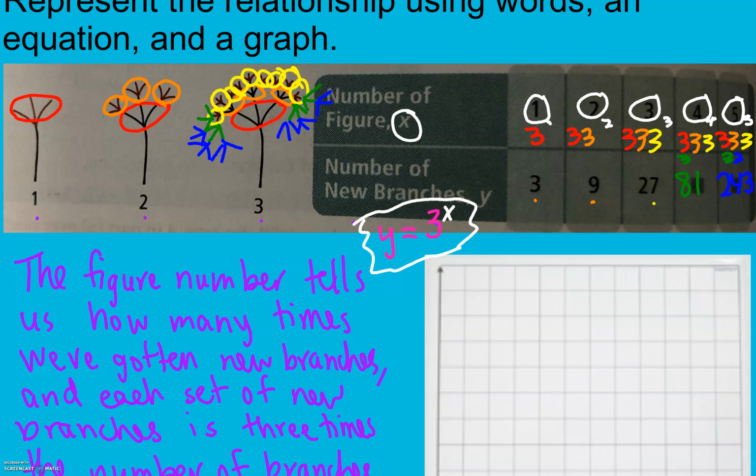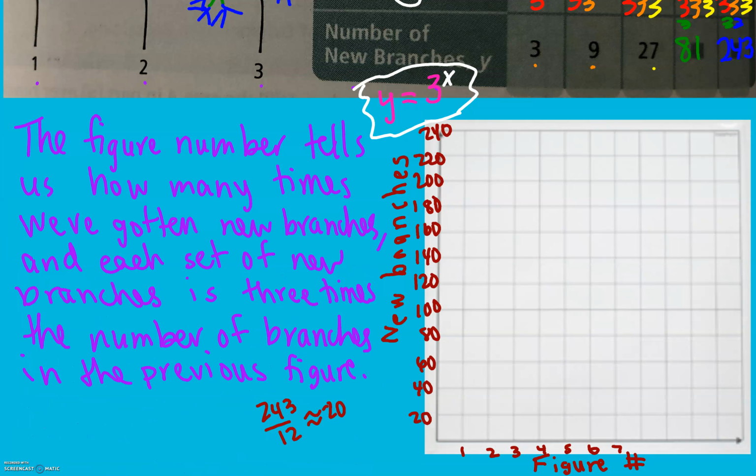Now my graph here. Here I set up my graph. My figure number is my input, that goes on the bottom. And there I just went by 1 since they went up by 1. My new branches goes on the side. Here I needed to go all the way up to 243. And I have 12 spots. So I took 243 divided by 12, and I got approximately 20. So I went by 20s on my scale. Remember, they have to be the same distance between all of them. So if I start by 20s, I have to keep going by 20s.